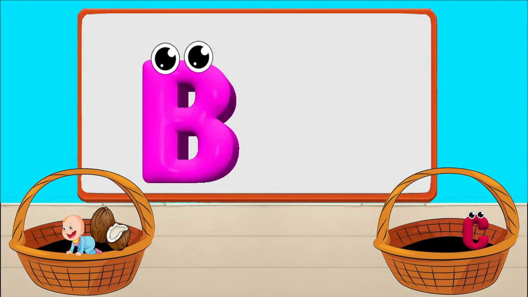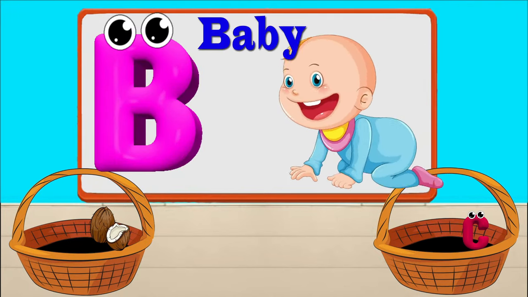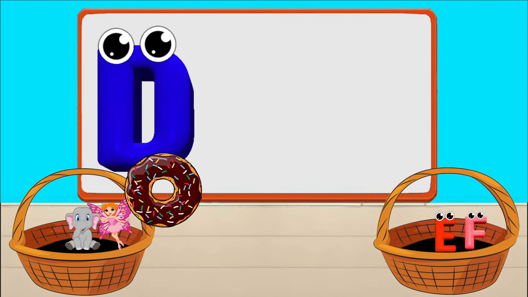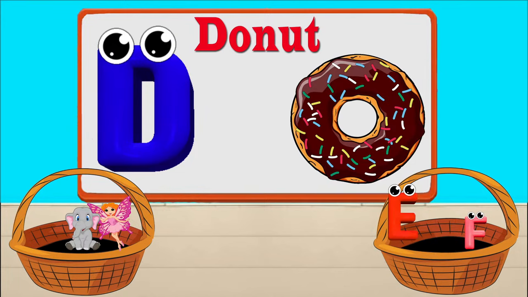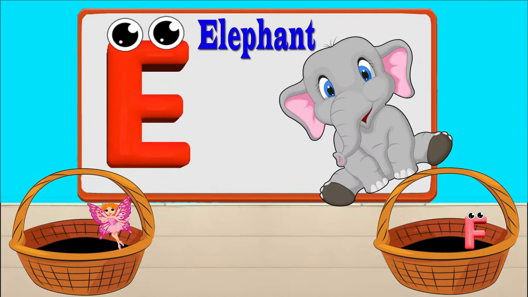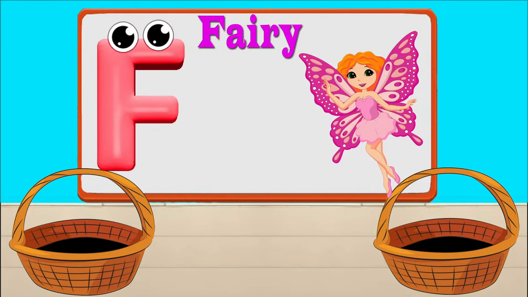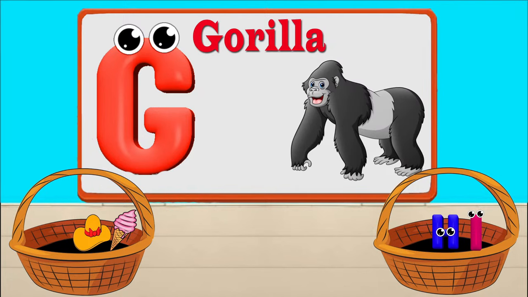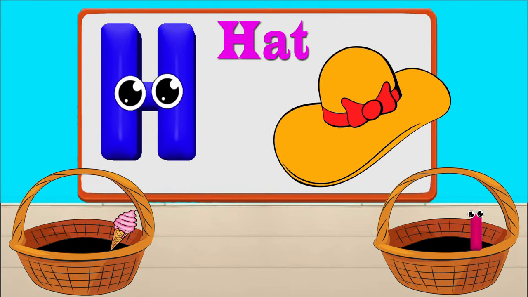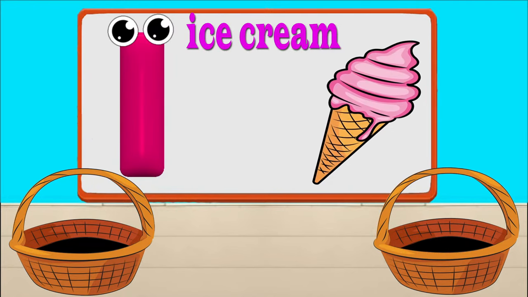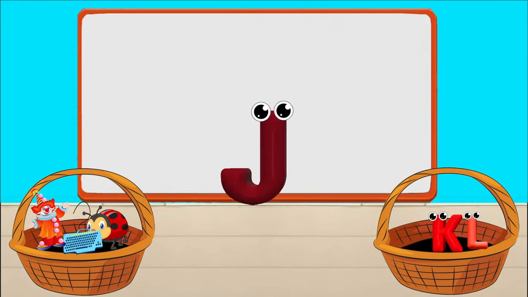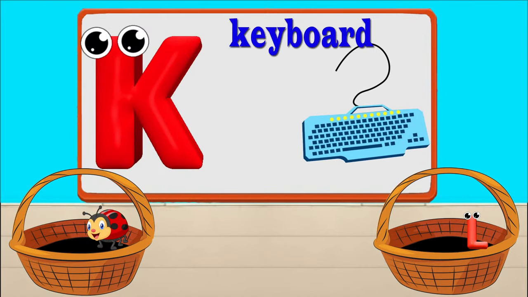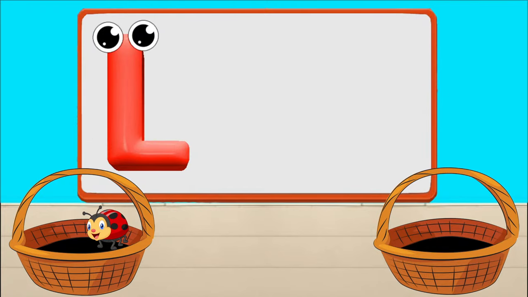A is for apple. B is for baby. C is for coconut. D is for donut. E is for elephant. F is for fairy. G is for gorilla. H is for head. I is for ice cream. J is for joker. K is for keyboard.